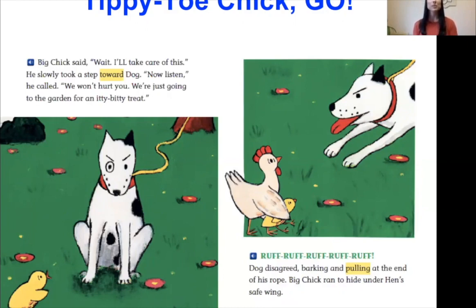So how does Big Chick try to help? Big Chick tries to solve the problem by reasoning with the dog. Big Chick tells the dog they don't want to bother him, they just want their treat.